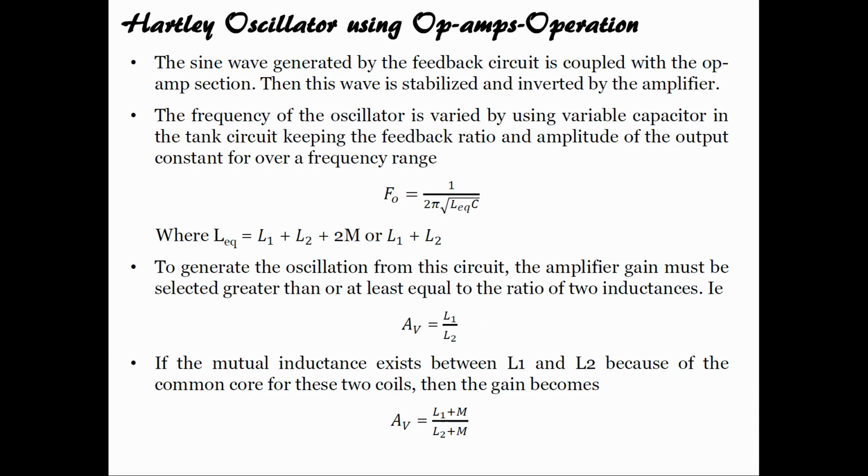Here we know that the FO equals 1 upon 2 pi under root of L equivalent into C, because there are inductors L1 and L2. So, what is L equivalent? L equivalent is nothing but L1 plus L2 plus 2M, or L1 plus L2.